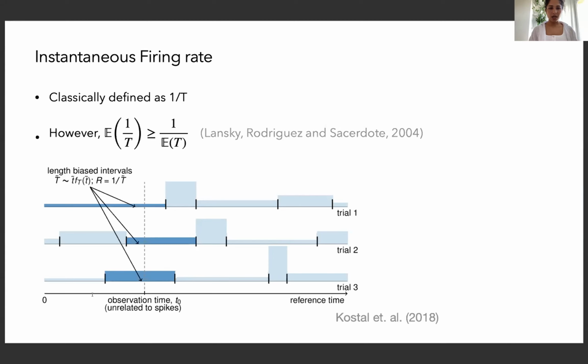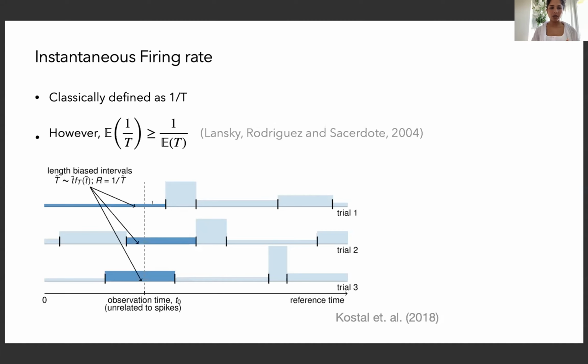The same principle applies here. We have different spike trains, and the instance where we observe the instantaneous rate, the observation time denoted T naught, is unrelated to the spikes. It's not in sync with any of these spike trains. So in this case, the probability of us observing an interspike interval is going to be proportional to the length of the interval.